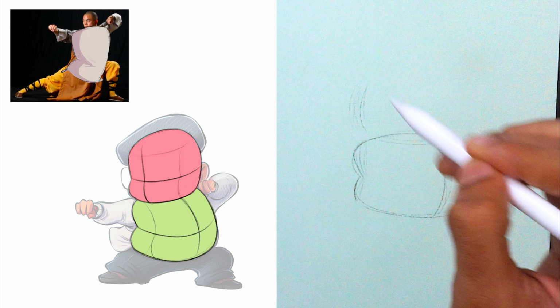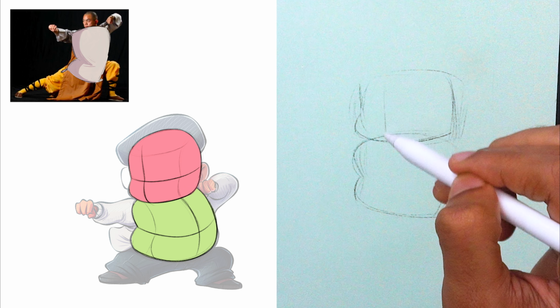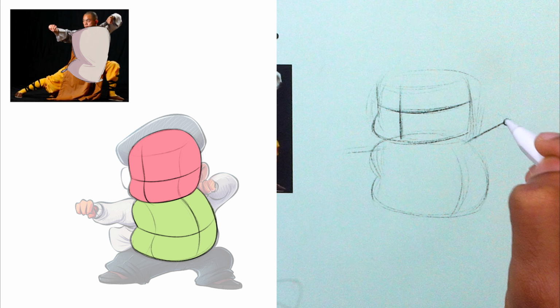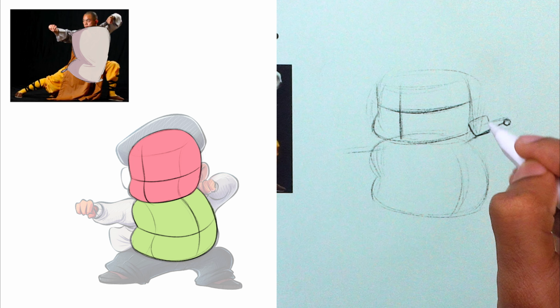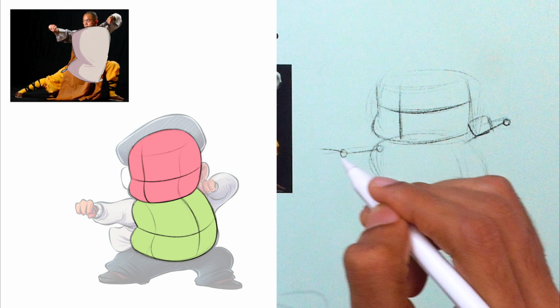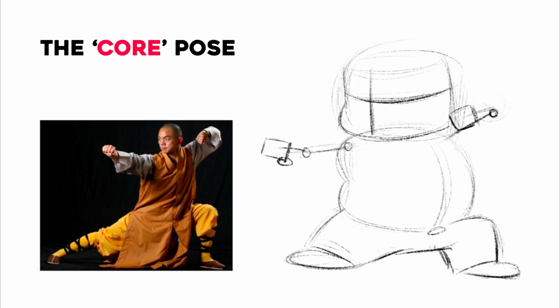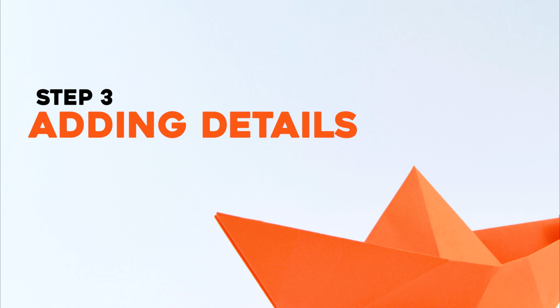Once I'm done with that, I do the same for the head. Notice the angle and draw the head form in that angle. And then I draw the extensions, which is the arms and the legs. I make sure to get the length of the limbs right and in proportion to my characters. So I use these little circles to denote the elbow and the knee joint. After this, I've got my core pose. It's all smooth sailing from here.